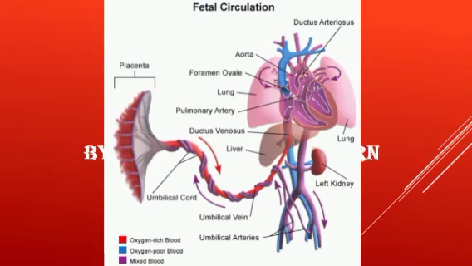Then from the left atrium, blood will be taken to the left ventricle through the mitral valves. Then finally, this blood will be pumped into the aorta, then finally to the head and other upper extremity organs.